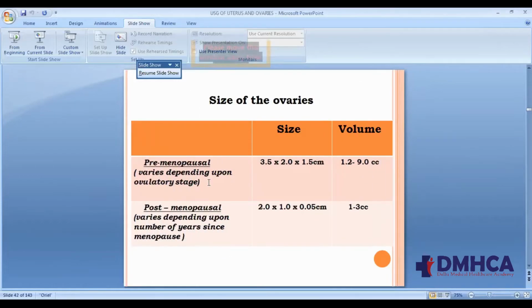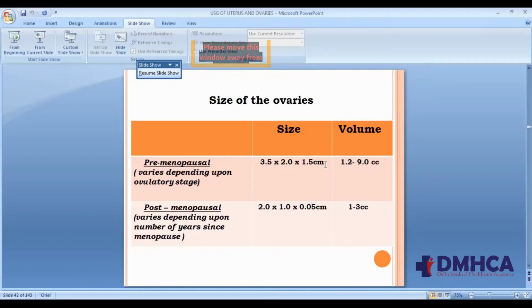Now the size of the ovaries. Pre-menopausal size varies depending upon the ovulatory stage. We take longitudinal and transverse scans, and we take three measurements: length, breadth and width, multiplied by 0.523.